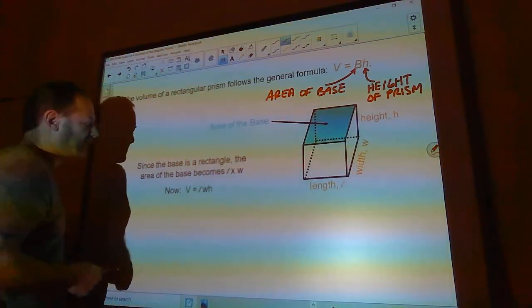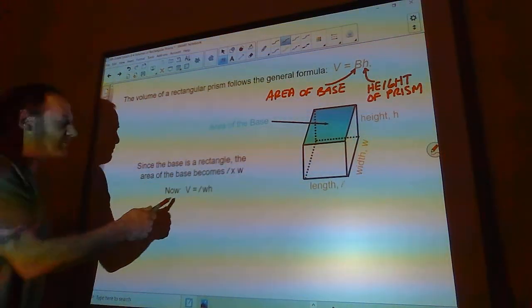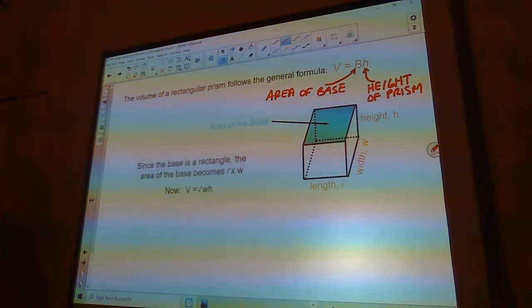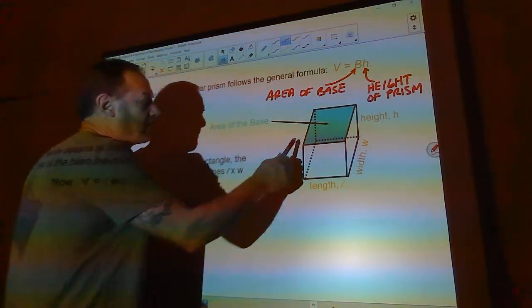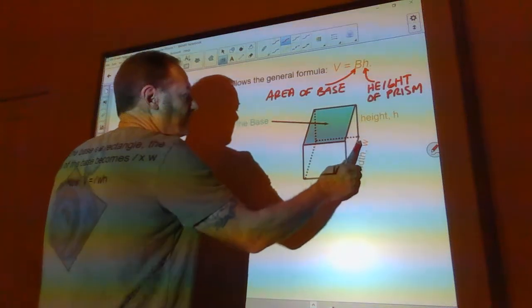So since the base is a rectangle, the area of the base becomes length times width. So now the volume is length times width times height. That's specifically for a box. It's length times width times height.